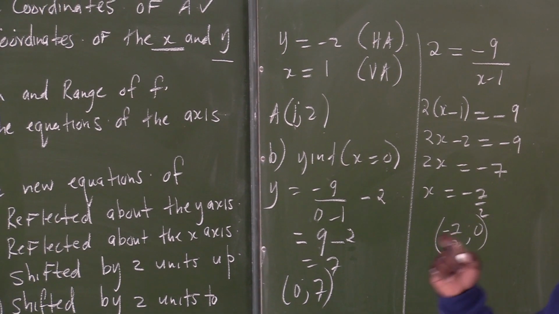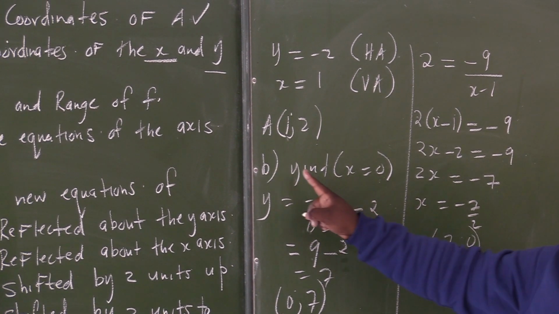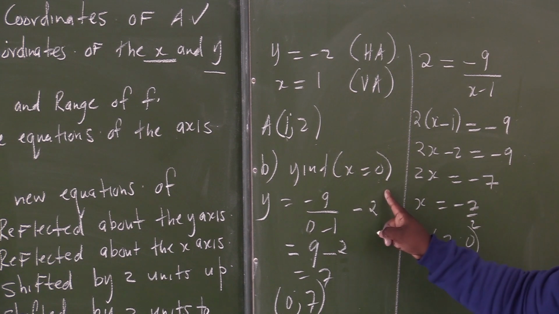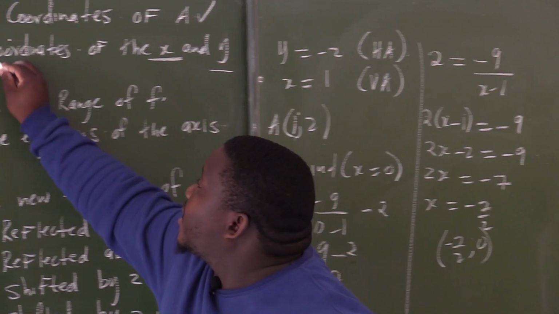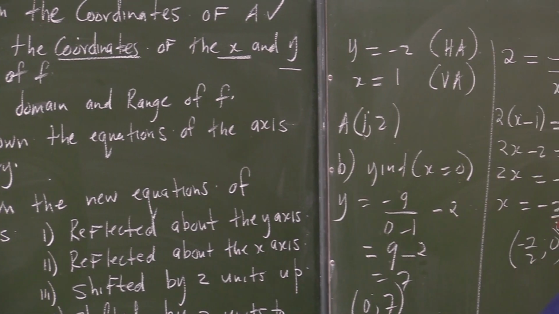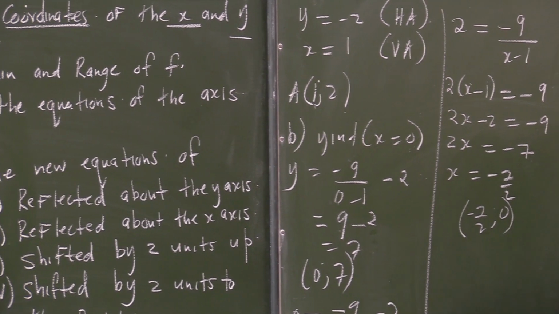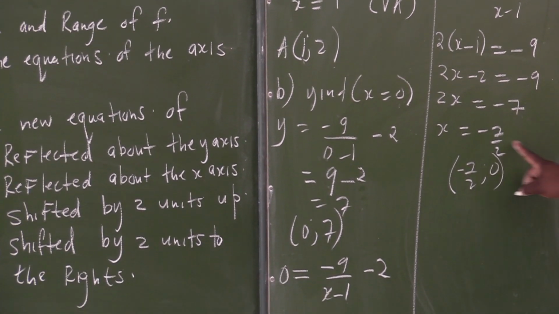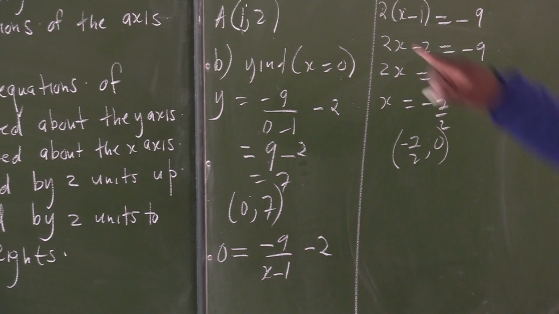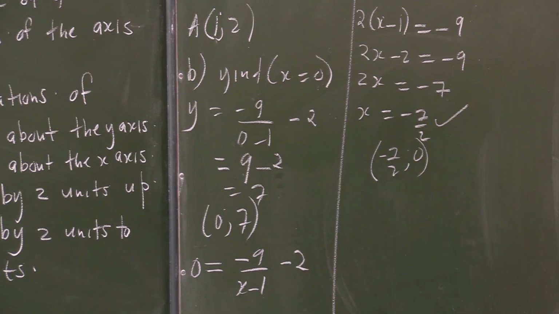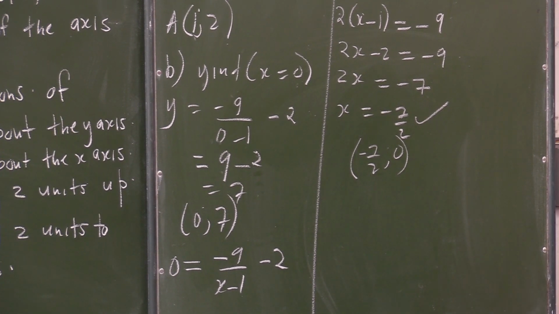A common mistake from learners here is that they will see that they are looking for the y-intercept, then they will make x 0, which is fine. Then they will forget the question, which asks for the coordinate, and they will stop at y equal to 7. Then the mark is gone already. Same with the x-intercept: they are saying they want the coordinate. You can't stop at x equal to negative 7 over 2. You must give the coordinate.